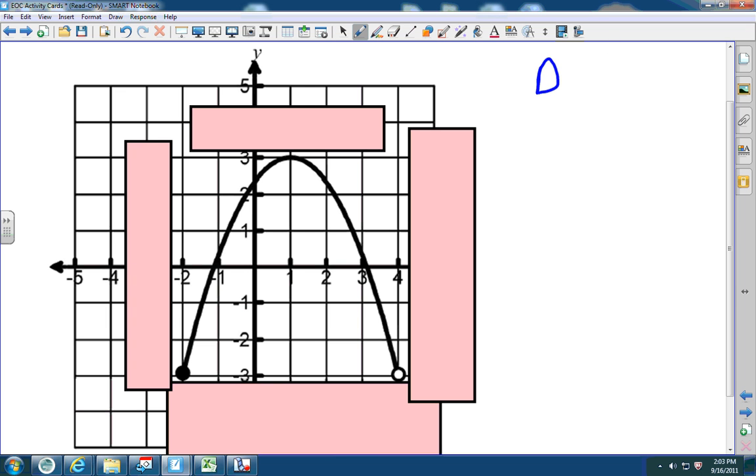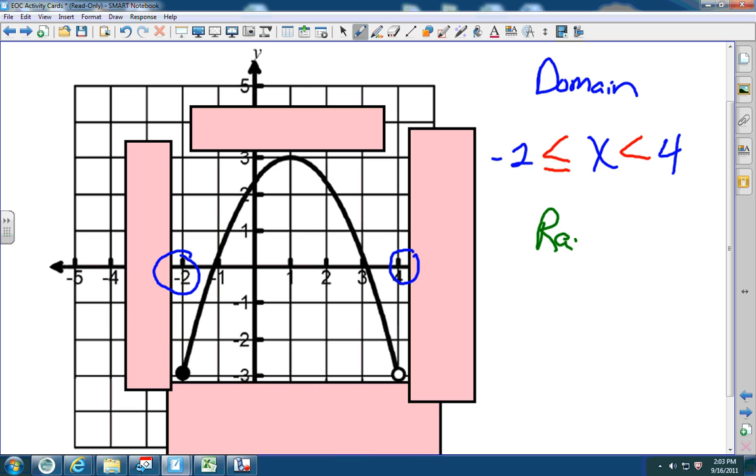My domain, I have X in the middle. X goes left to right. The leftmost point right here is -2. The one on the right is 4, because see there's dots on each one. My inequality symbol, I'm going to have it pointing to the left. This is a closed-in circle at -2, so I'll put an equal to. At 4, it's an open circle, so I leave it alone.